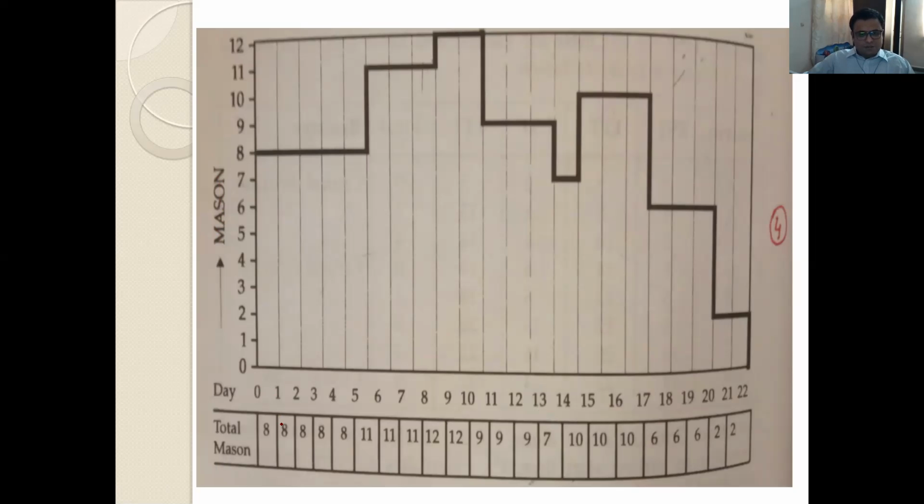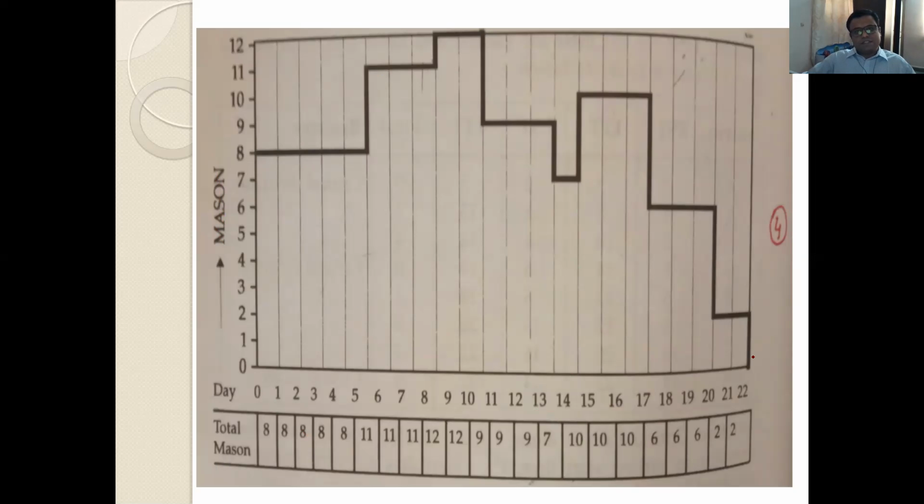For the first day, resource required is 8. Second day 8, third day 8. So see here, for the first day 8, second day 8. Likewise, we have to plot it. So at the end, for the 14th day, it is something like 7. So we have to join these, and we will get this histogram.